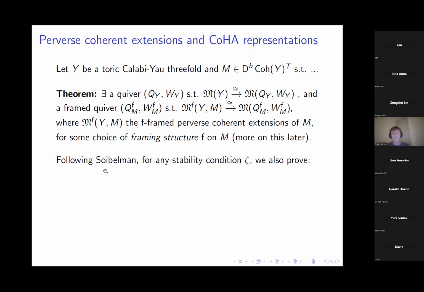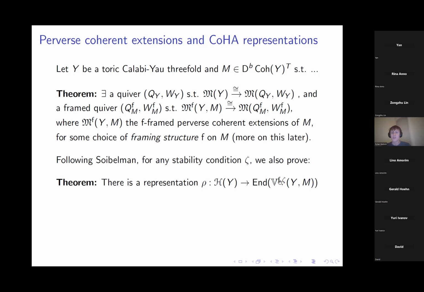Now, following the results of Yan that I was mentioning earlier, if we fix the stability condition for this framed quiver, we also prove, again following the results in his paper, that there's a representation of the cohomological Hall algebra of this threefold, defined as the cohomological Hall algebra of this quiver with potential.